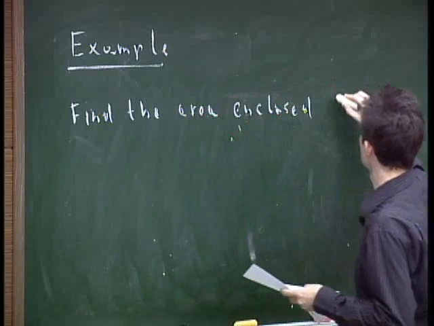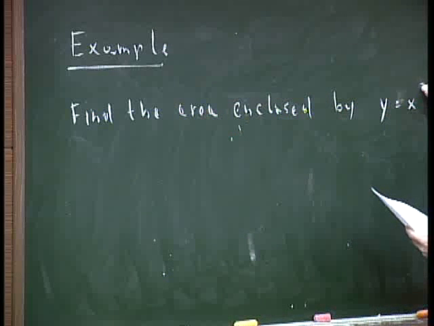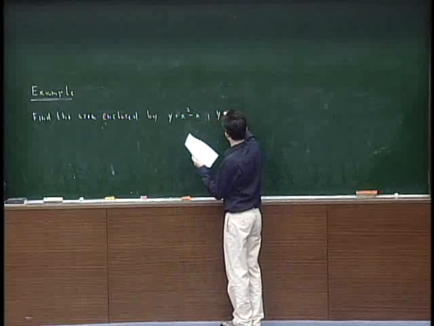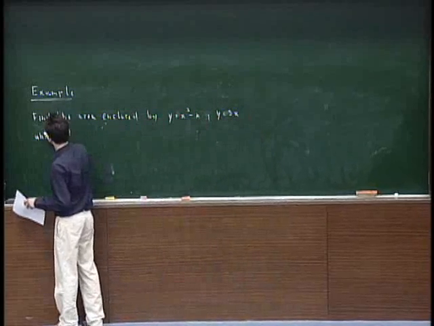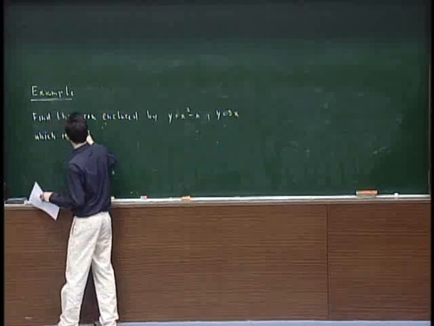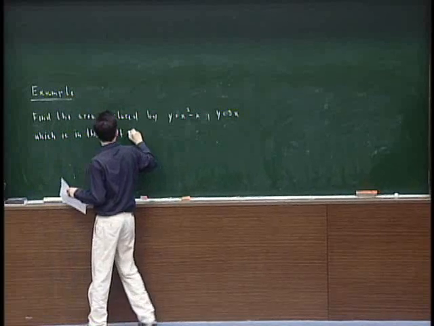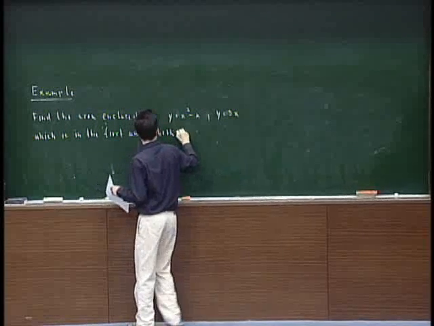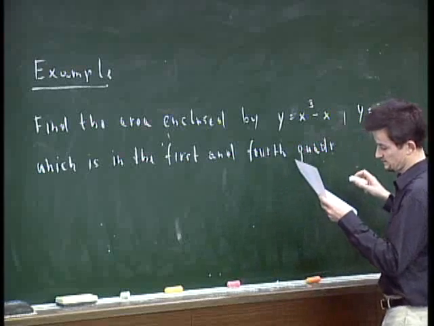Close by y is equal to x to the cube minus x, y is equal to 3x, which is in the first and fourth quadrant.